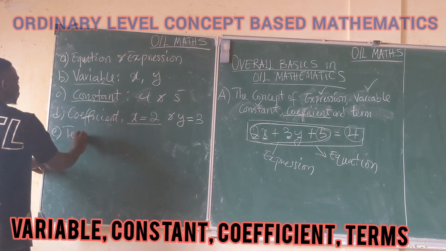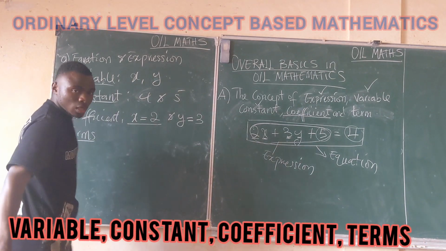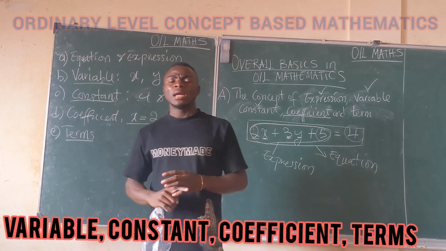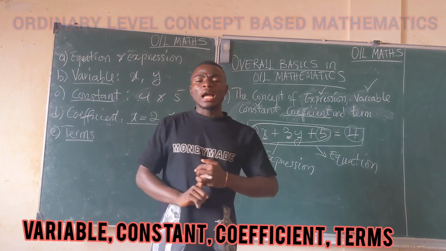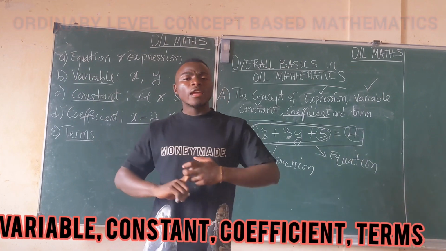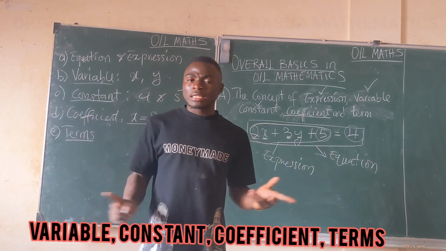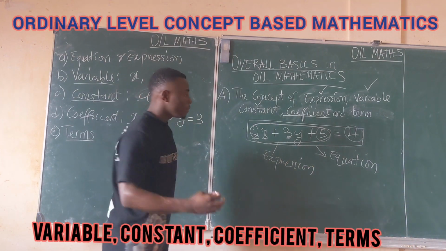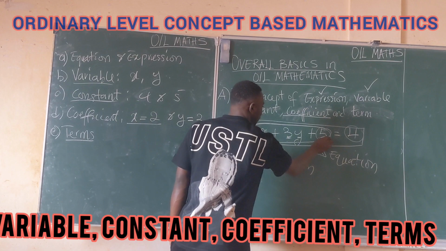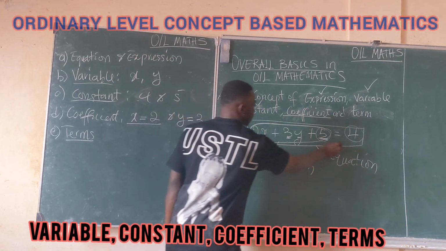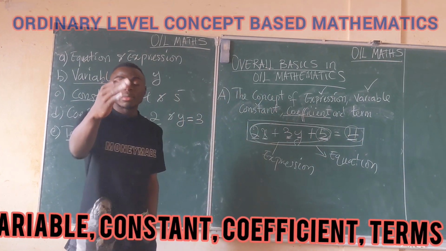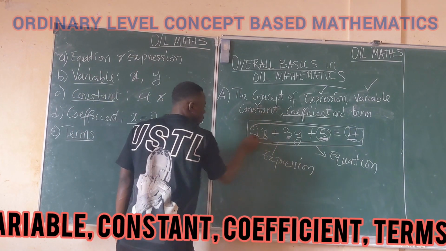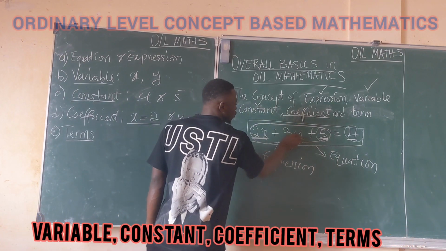Lastly, we are talking about the terms. What is a term? A term can be a number. A term can be a variable. A term can still be a number multiplied by a variable. So what do we mean? A term can be a number; this is a term. A term can also be a number multiplied by a variable. A number multiplied by a variable is also a term.